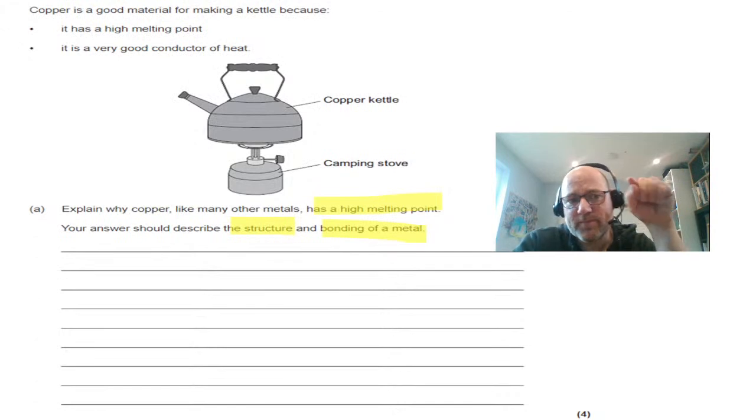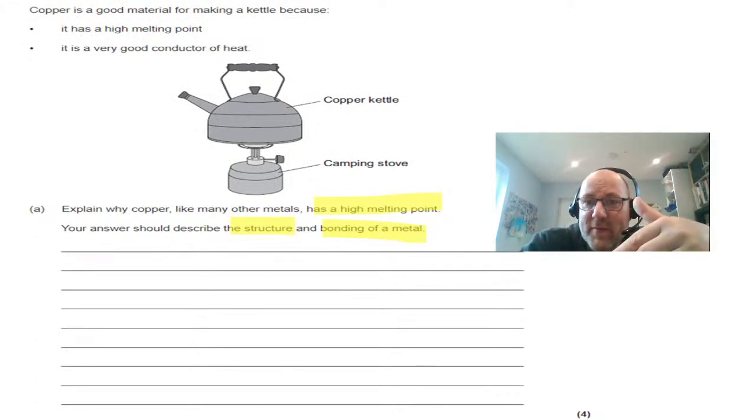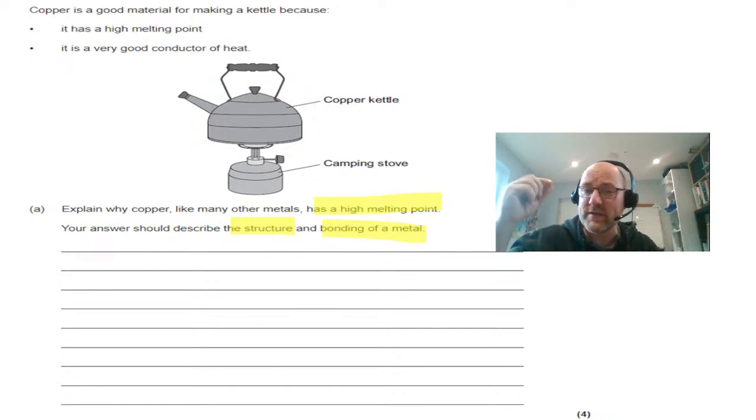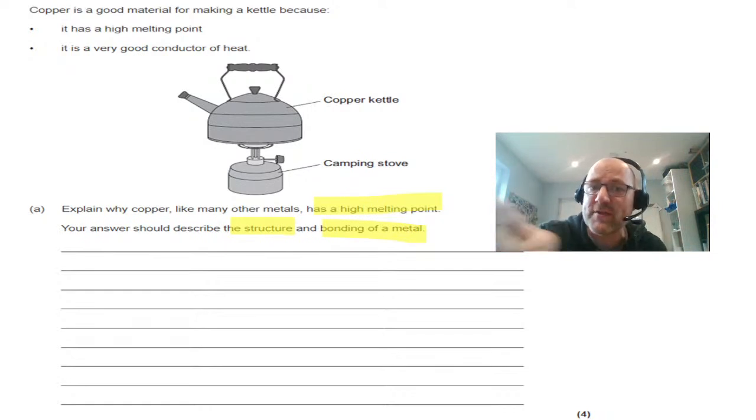Let's move on. Come down to just underneath this picture of the kettle and the camping stove. It says, explain why copper, like many other metals, has a high melting point. You see the high melting point again. What structure is it? It then says, describe the structure and the bonding of a metal.